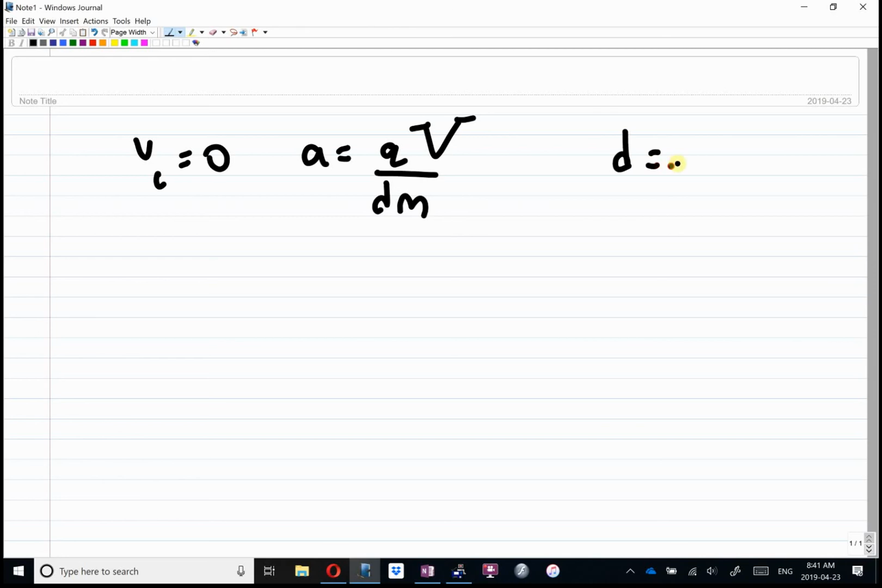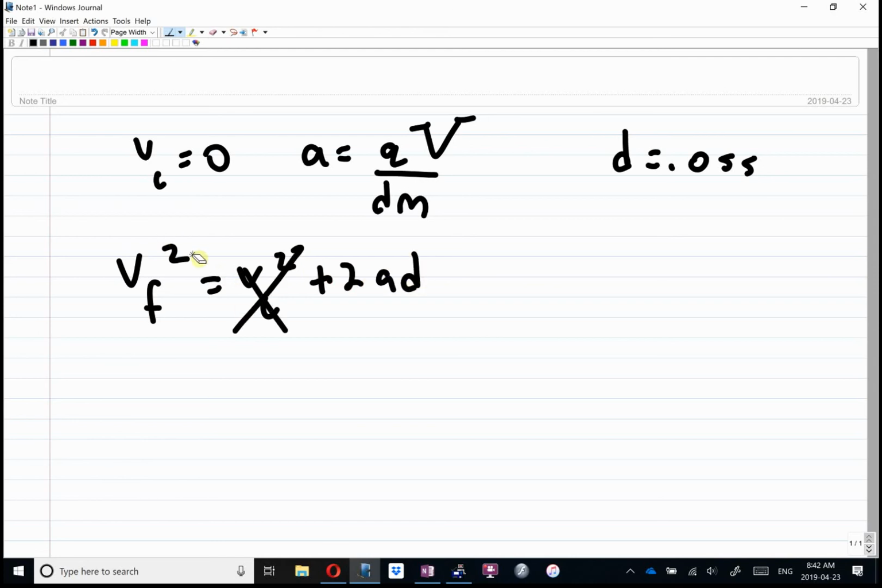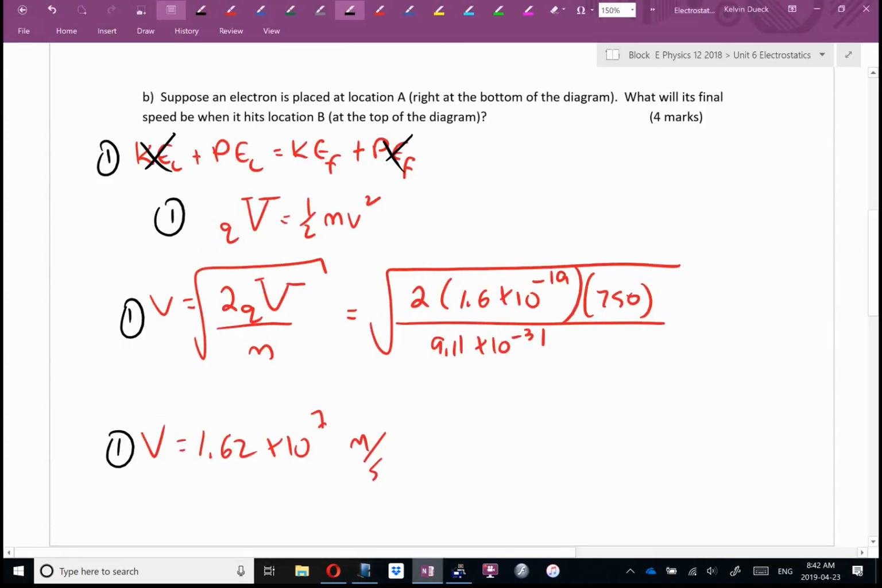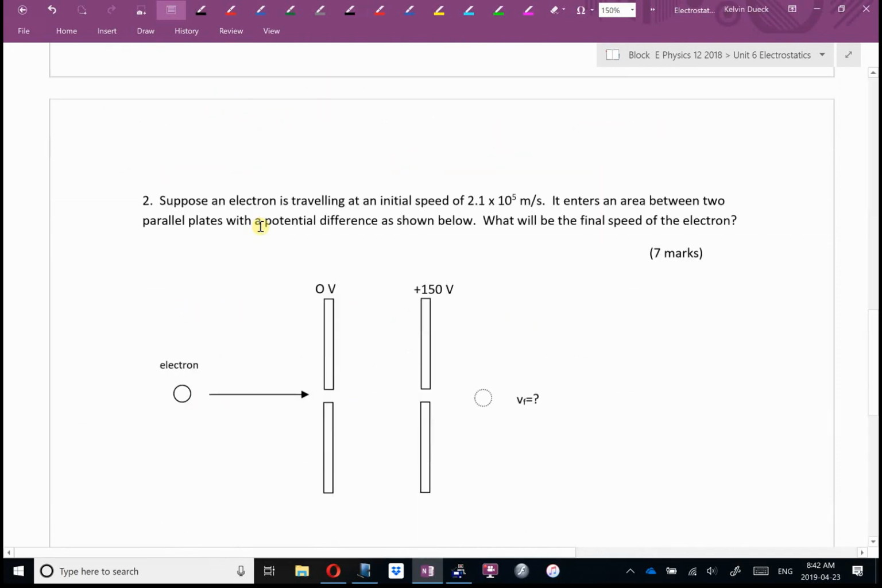You could have used the distance of 0.055, and then you could have solved this using VF squared equals VI squared plus 2AD. You'll notice to get the VF by itself, I still have to square root. You'll notice there's a 2 in the top. If you did this algebraically, you would find you ended up with that same expression inside the square root, and you would get the same answer. And the reason we can use forces is because in between plates, the electric field is constant, therefore the force is constant, and so we can use a few more of our Physics 11 tricks, which is kind of nice. Now you can turn the page.